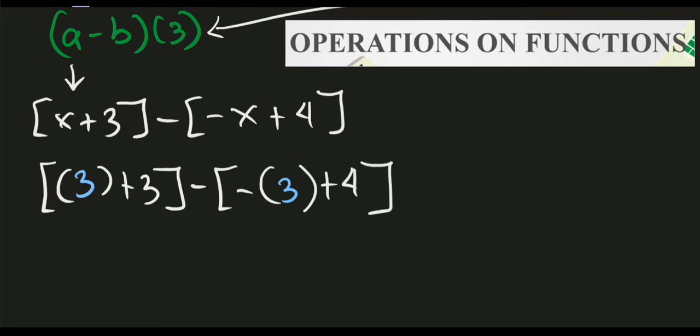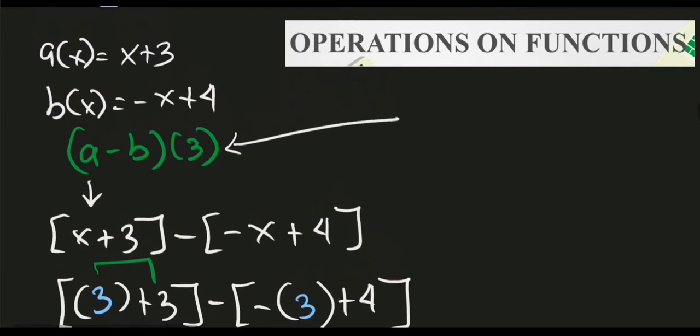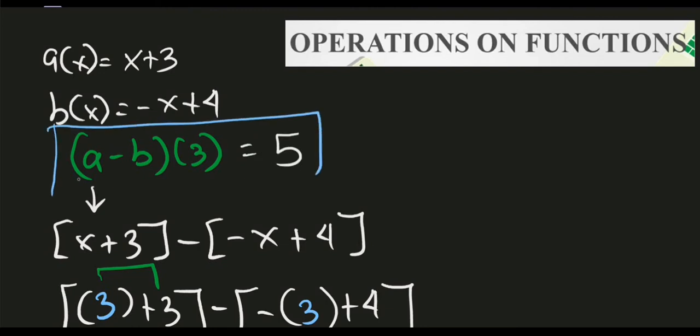plus 4. Okay? So let's simplify each term. So combine these like terms, positive 3 plus 3. This is equal to 6. So we have 6 minus negative of 3 plus 4. It looks like negative 3 plus 4. Okay? So negative 3 plus 4 is actually equal to 1. Therefore, we have this final expression as 6 minus 1. So the answer for this given problem is actually equal to 5. Okay? 6 minus 1 is equal to 5. So the answer for this given problem, a minus b of 3, is equal to 5. Okay, so that is our final answer.